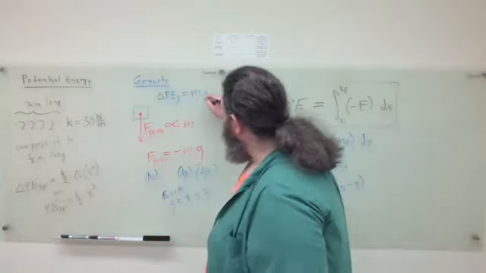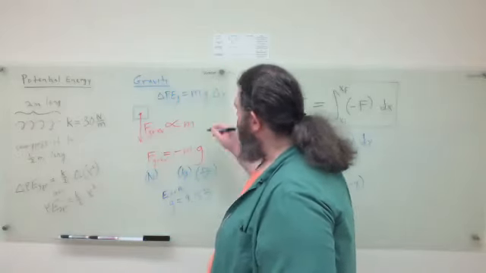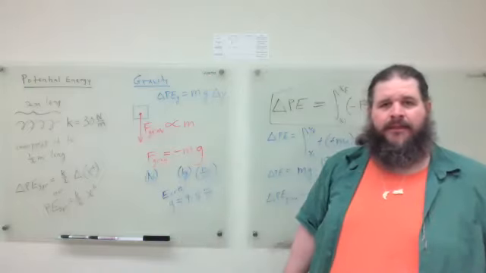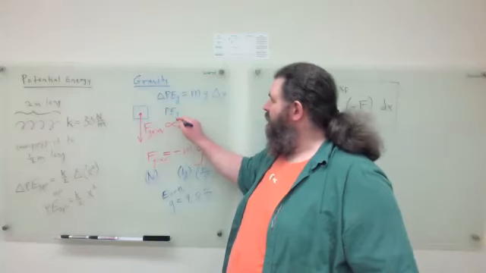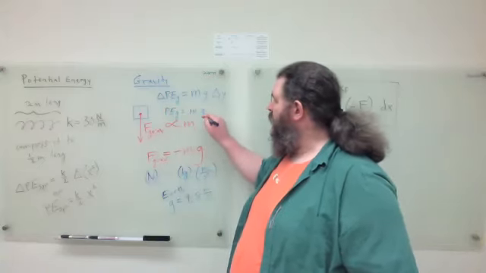Mass times gravity times change in height. Final height minus initial height. Or if you want the potential energy of gravity without the delta, that'll just be mgy.